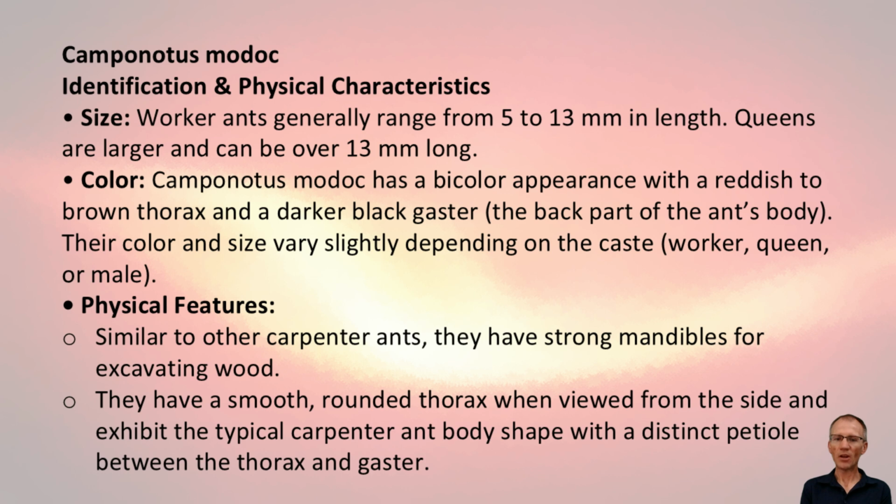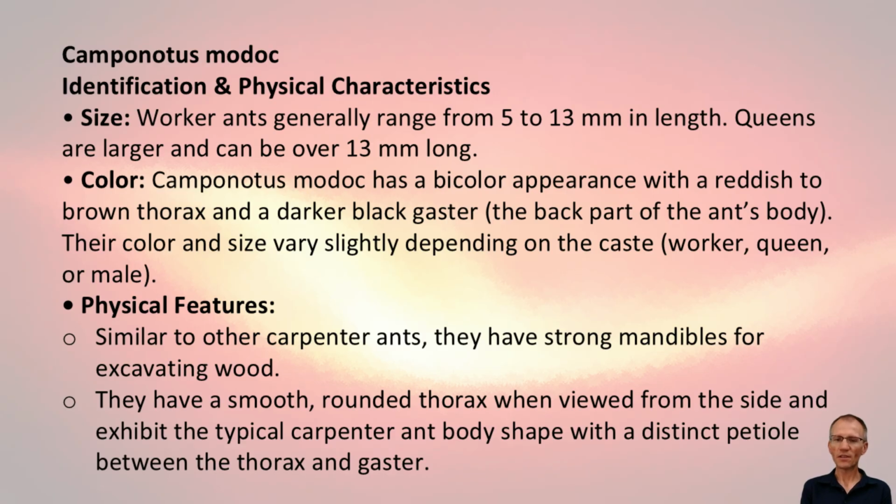Color. Camponotus modoc has a bicolor appearance with a reddish to brown thorax and a darker black gaster, the back part of the ant's body. Their color and size vary slightly depending on the caste, worker, queen, or male.